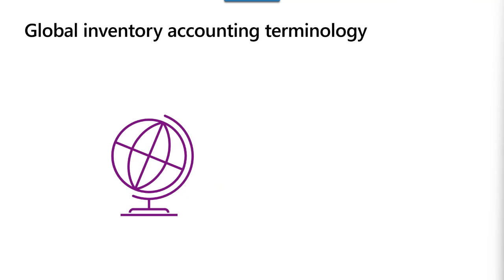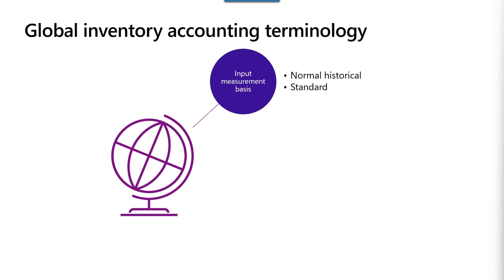Now, we want to reframe some of this terminology in connection with the Global Inventory Accounting add-in. The first term is the input measurement basis. This is equivalent to the cost basis we discussed on the last slide. Currently, with the Global Inventory Accounting add-in, we have 2 options. You can choose to use the normal historical cost or the actual receipt cost, in other words, from the transactions.